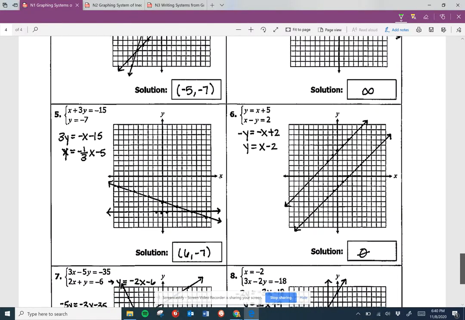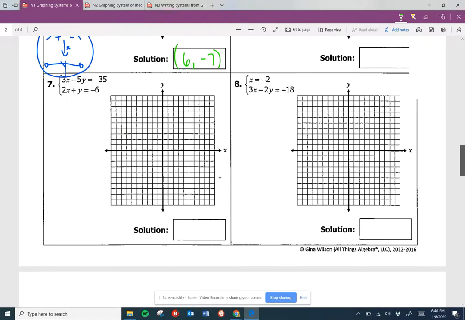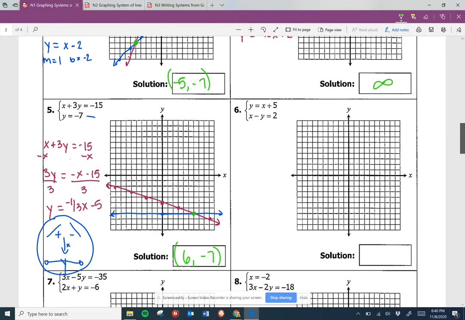Okay, and then here I am going to have to solve for y in the second example. So I'm going to subtract x, negative y equals negative x plus 2. Then I have to divide everything by -1, and I get positive x minus 2. Okay, so here my slope is also 1, my b value is -2. I'm going to start that graph here at -2, and then I'm still going to have a slope of 1.